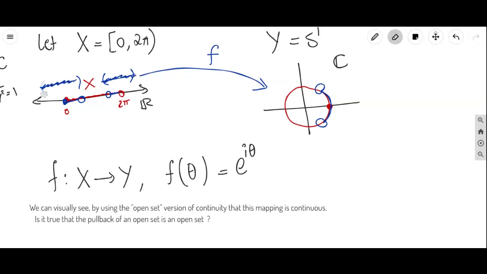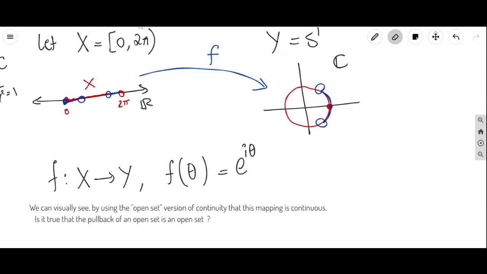Now, this is an open interval in X, right? It's a union of two open intervals in X. If you take the union of these two open intervals and you intersect it with X, what kind of picture do you get? You get this piece and this piece. So this is actually an open subset of X. That's okay. That is an open subset of X.